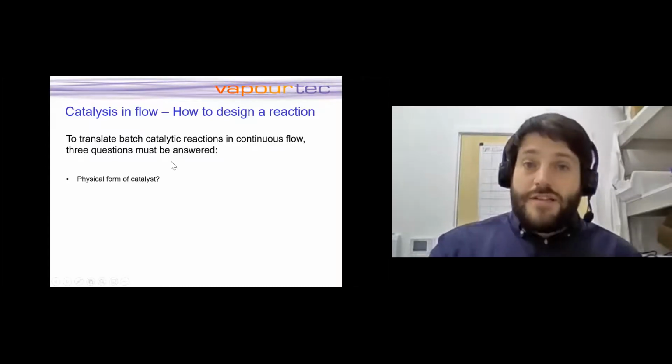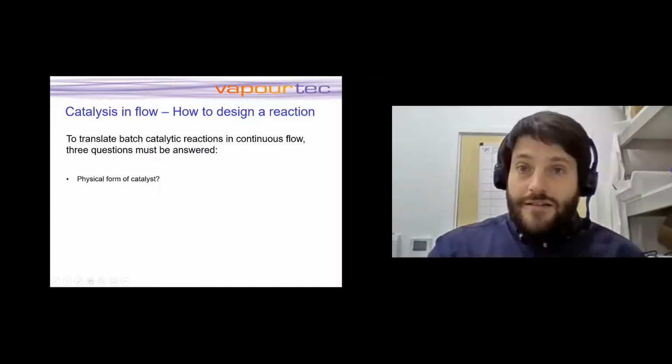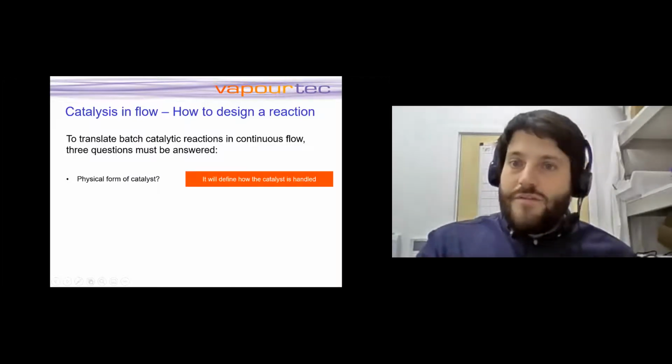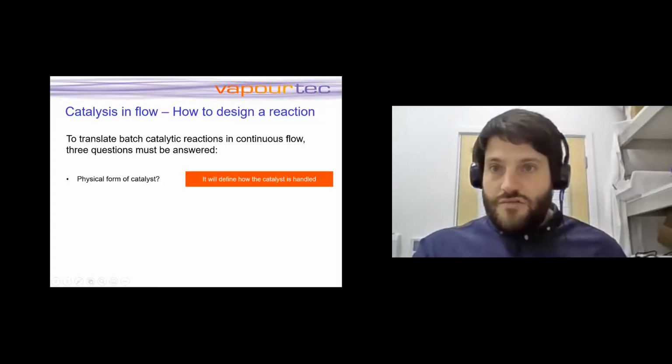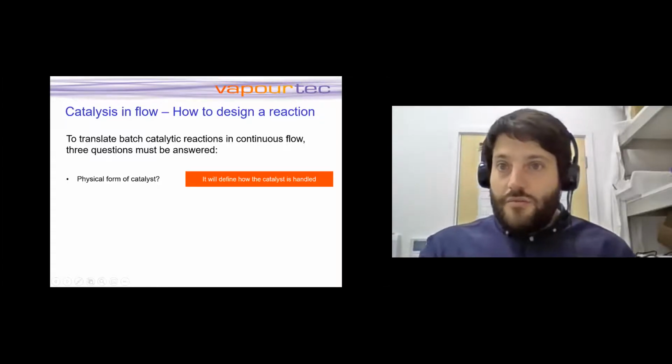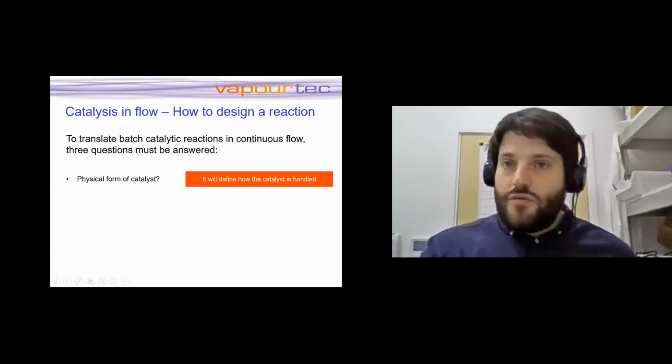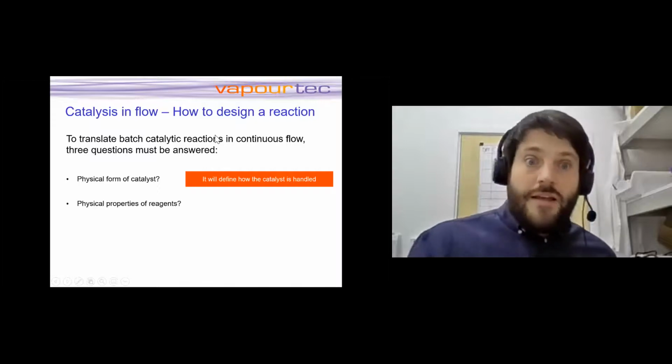So what's the physical form of your catalyst? That's probably the most obvious one. This will define how we can handle the catalyst. It's not the same to have a homogeneous catalyst or an insoluble heterogeneous catalyst. We need to be able to handle them differently because they just have different properties.